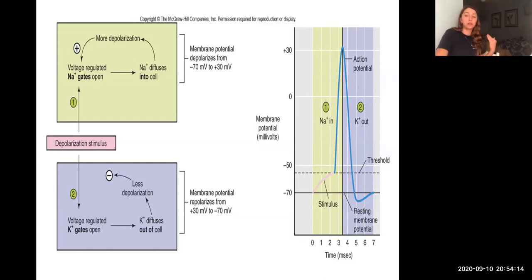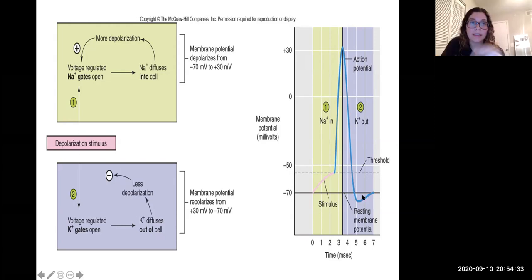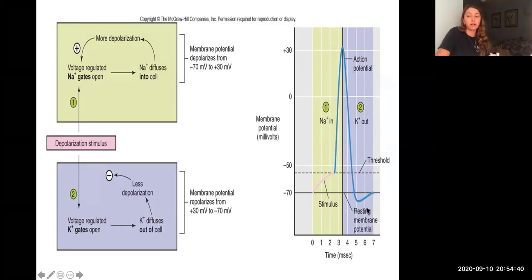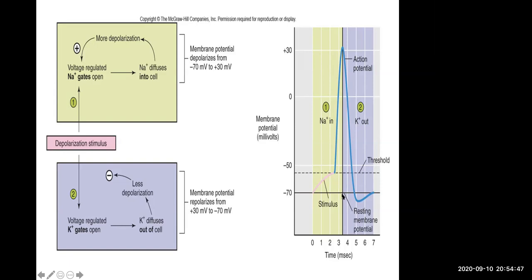And then the channels will close. And then the sodium potassium pump, after they close, will start to regain the resting membrane potential, so they'll start to basically fix the gradient back to what it was before. And when it's going down, that's the repolarization phase. And this part down here, when it reaches past -70, that's hyperpolarization.